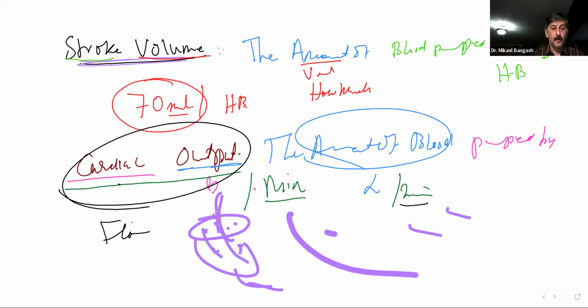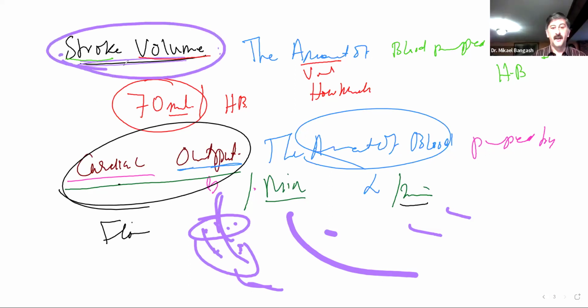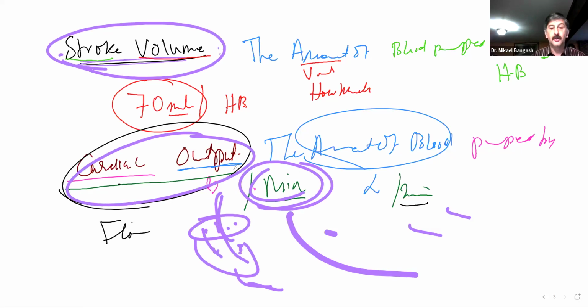So your stroke volume is very specific because it talks about per unit of time. Whereas, not stroke volume, cardiac output, sorry. Cardiac output talks about unit of time, whereas stroke volume is more per the event of 1 heartbeat.